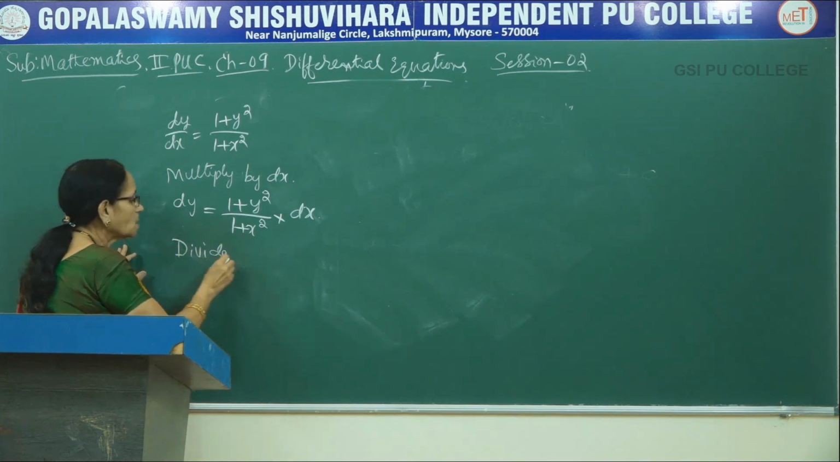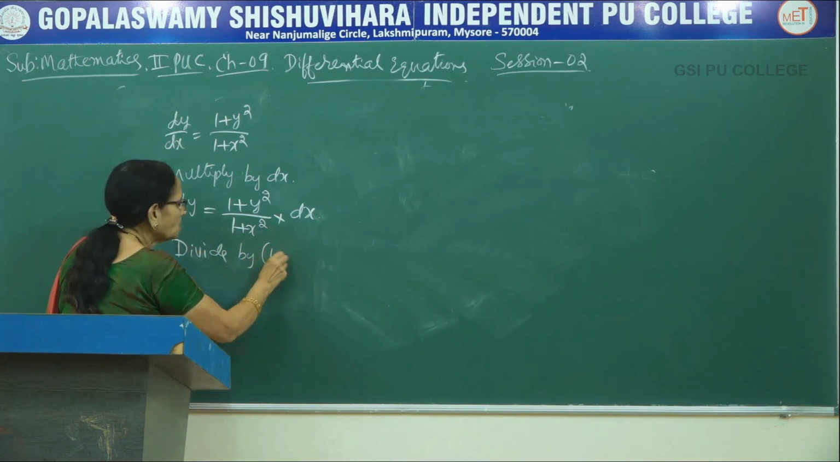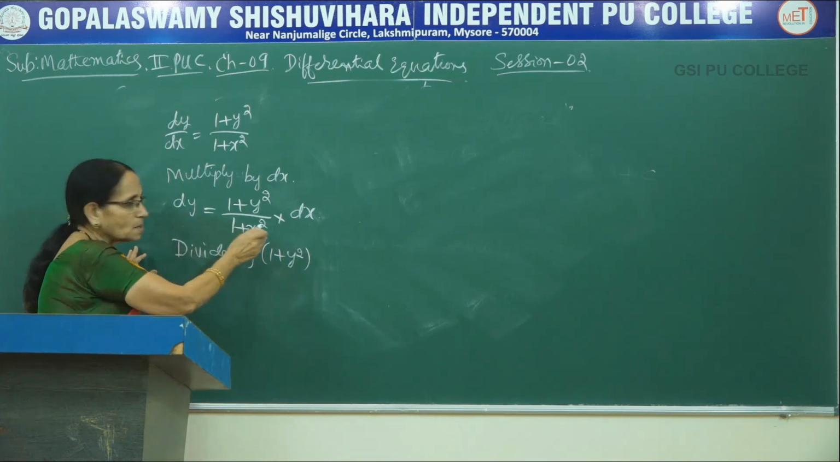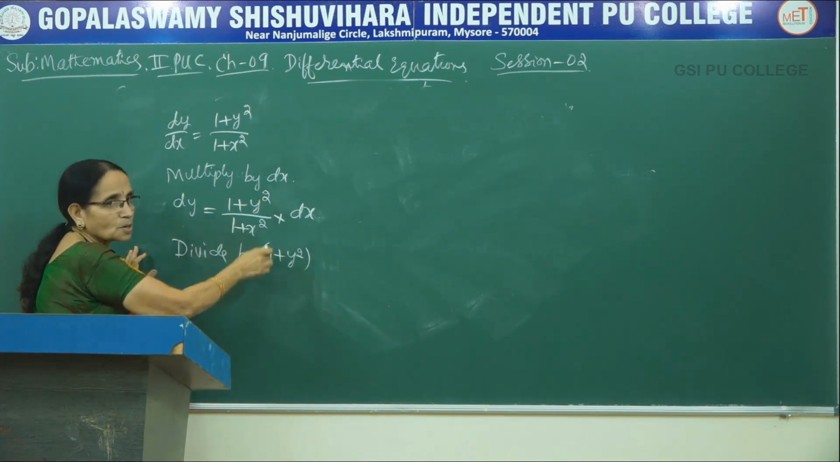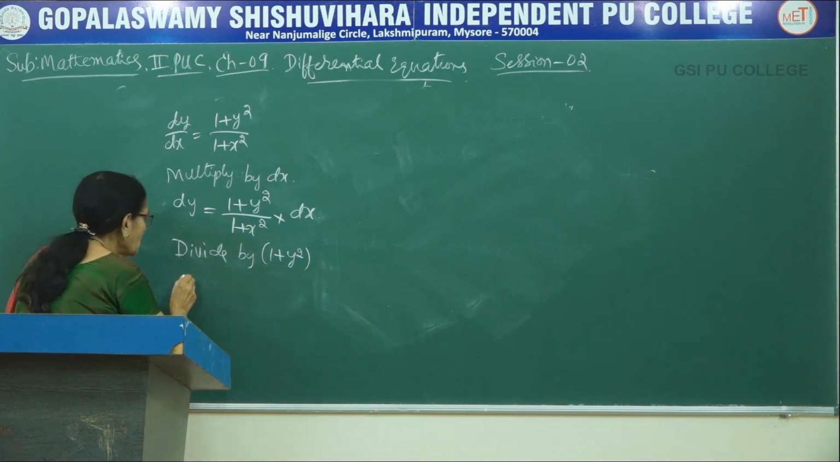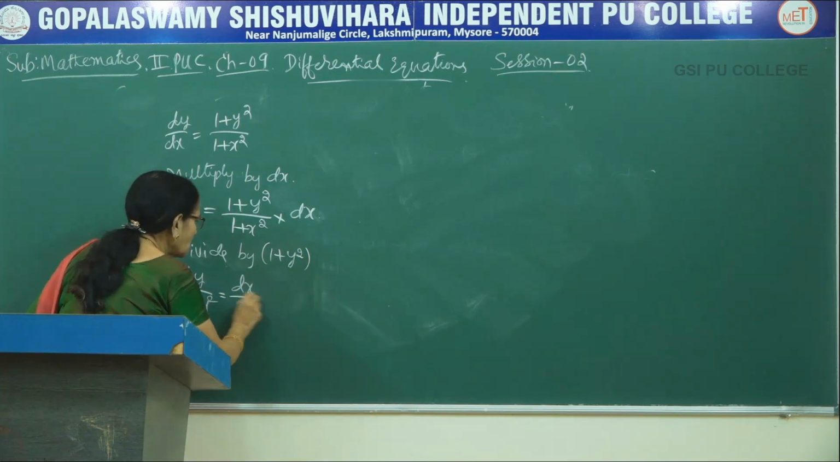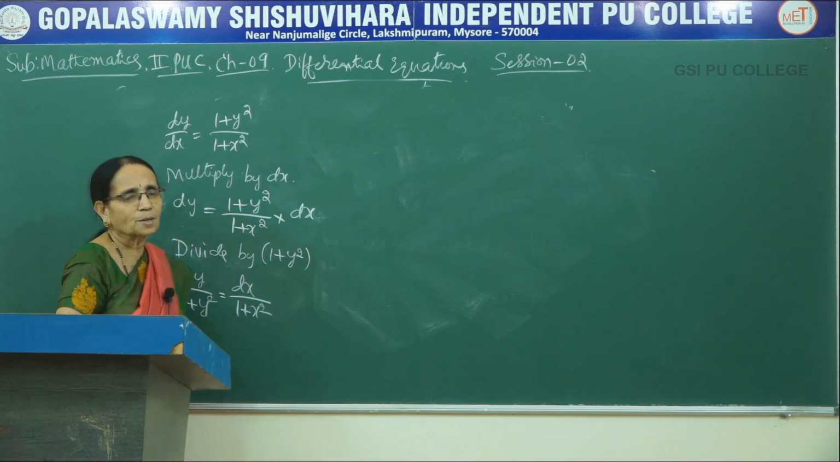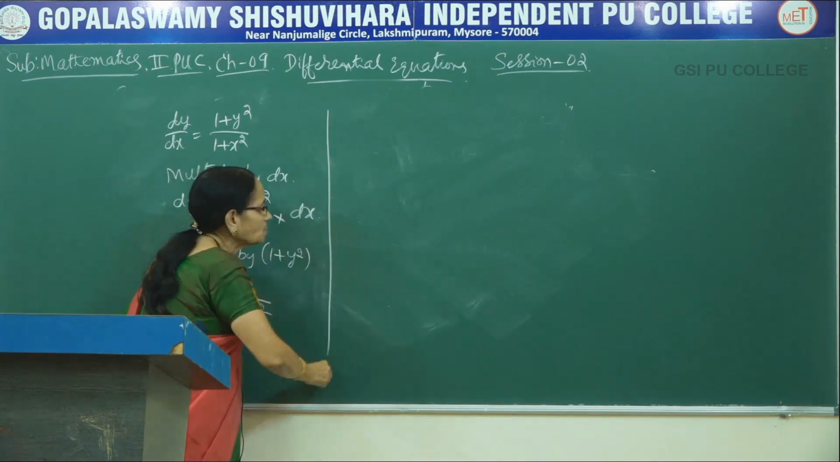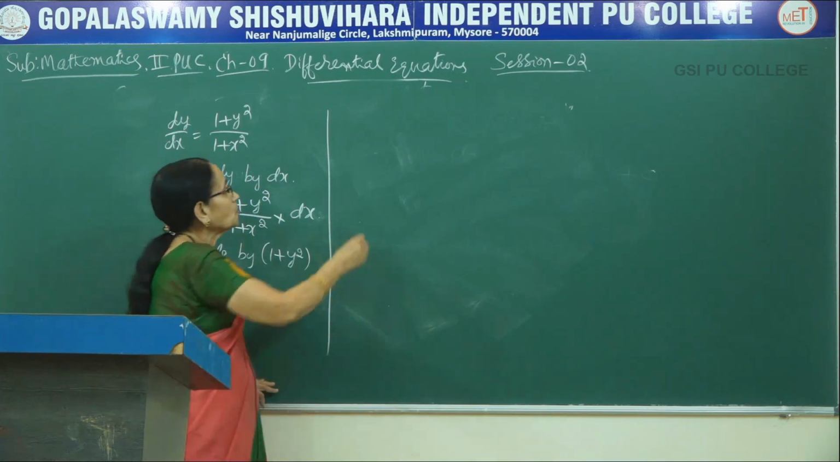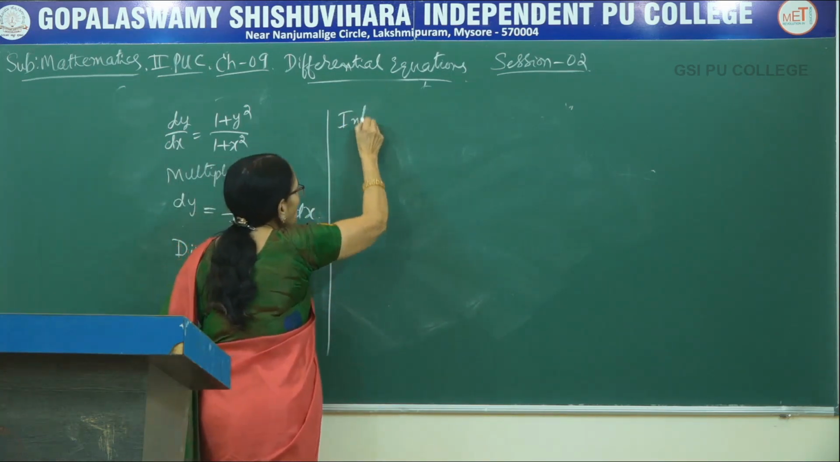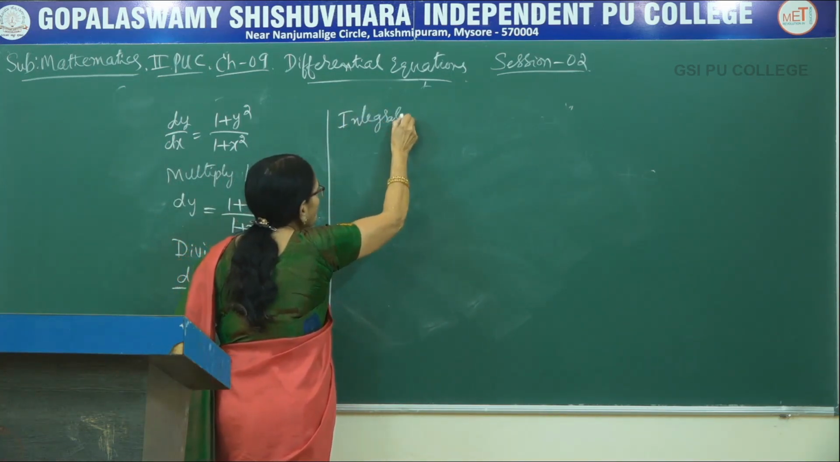Divide both sides by 1 plus y square. So, I divide the left hand side, I divide the right hand side. When I divide, this gets cancelled, it goes to the left hand side. So, dy by 1 plus y square equal to dx over 1 plus x square. Same type of functions I am having, only the variables are different. Next, what we have to do? We have to integrate, isn't it?